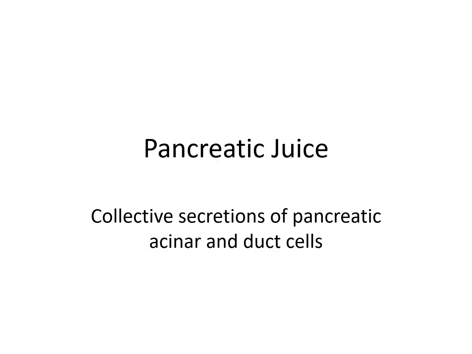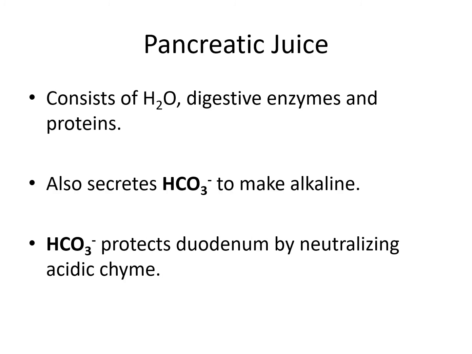Now, the fluid that's produced by the pancreas is called pancreatic juice. And it's sort of the collection of all the secretions of the acinar and duct cells. The major component of the pancreatic juice, as you might expect, is water, many different types of digestive enzymes, as well as proteins. Okay? Another component of pancreatic juice, which we talked about earlier, is bicarbonate.